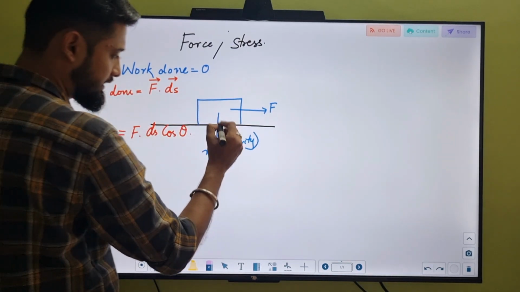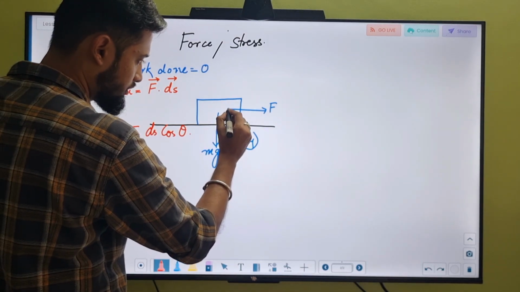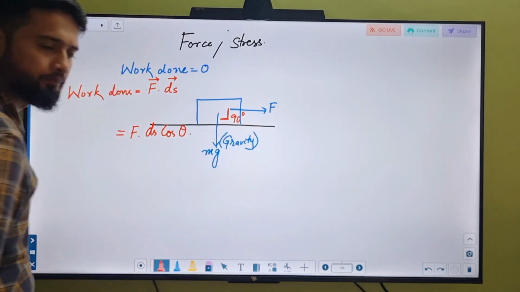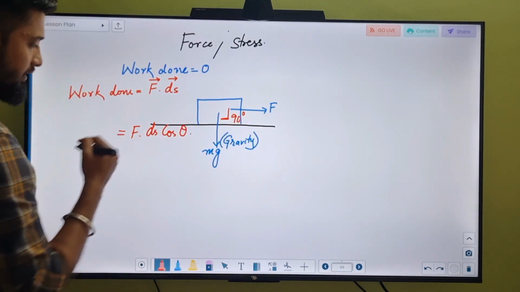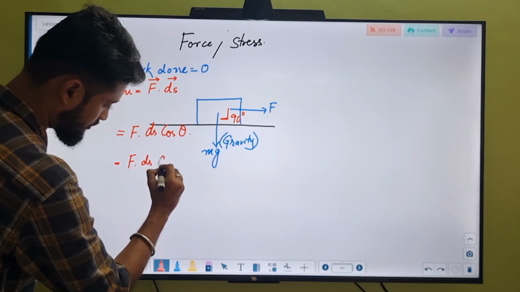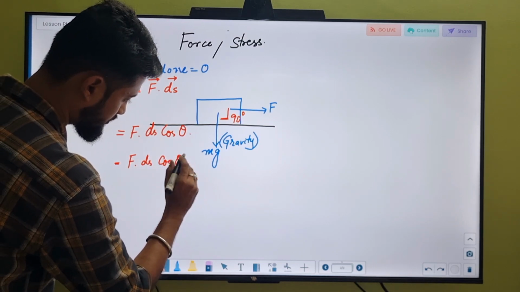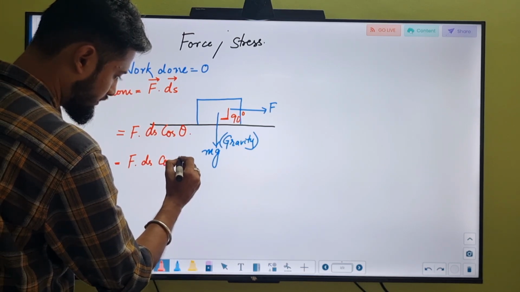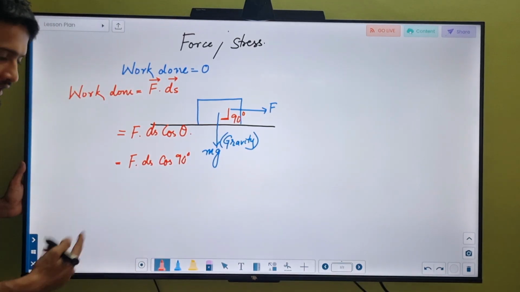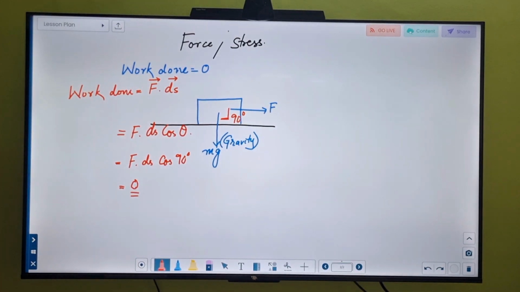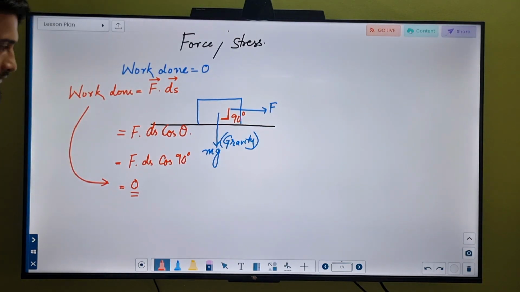Okay, so this force is acting perpendicular to this, so here the angle will be what? 90 degrees. Okay, so we'll put the theta value in this, so here F into ds of cos theta, here theta is 90 degrees, so cos of 90 is 0, so here work done will be 0. Okay.